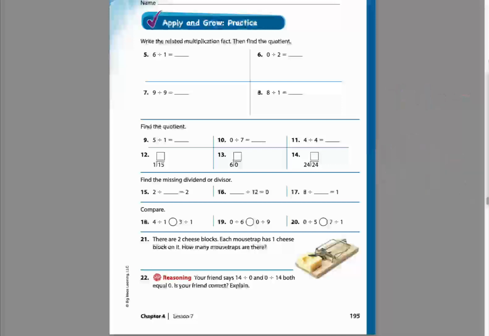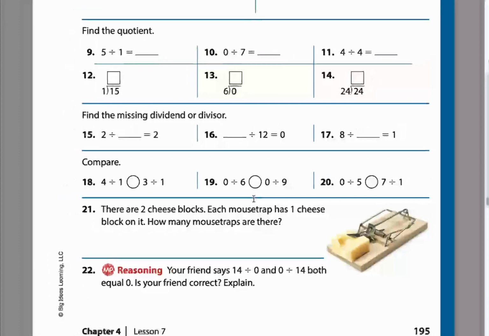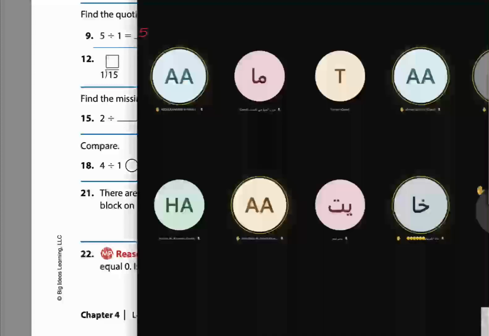Okay, my heroes. Now, let's go back to these questions in the book. We solved question 8 yesterday, so today we start with question number 9. Let's go. Tamim? 5 divided by 1 equals 5 because if we multiply 1 by 5 it equals 5. Excellent. Thank you, my hero.